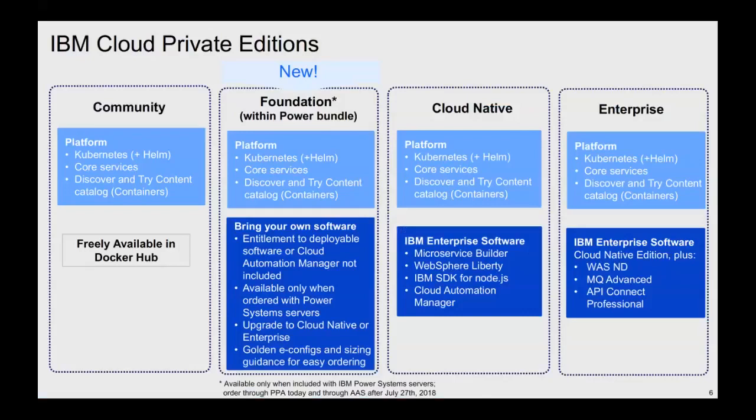We have the Cloud Native Edition, where we have the IBM software stack on top for doing things like the microservices builder, the WebSphere Liberty stack, so we have all of the IBM side of things, and access to the Cloud Automation Manager, which I will be speaking about as well shortly. The enterprise level adds in extra IBM middleware, the MQ, the API Connect Professional, all these things which add value.